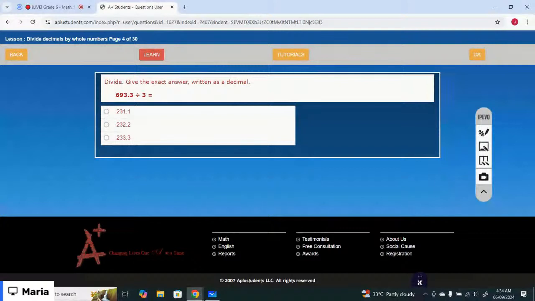Okay, 693.3 divided by 3, which is the correct option? The correct option is option number 1, right? 231.1 is the correct option.